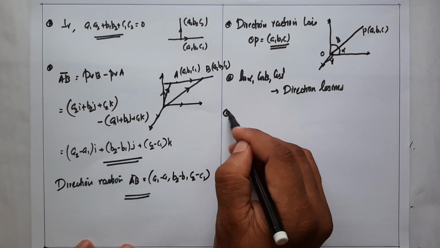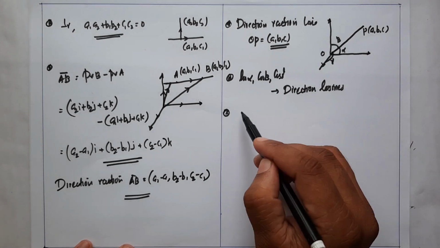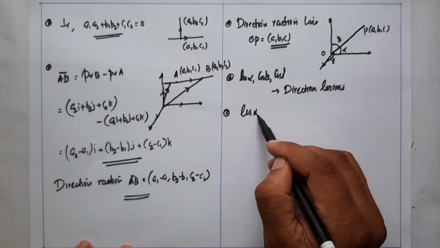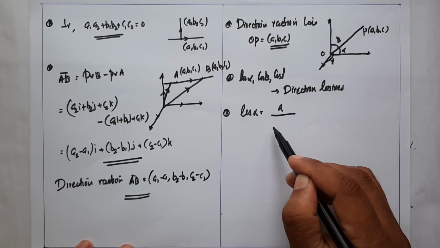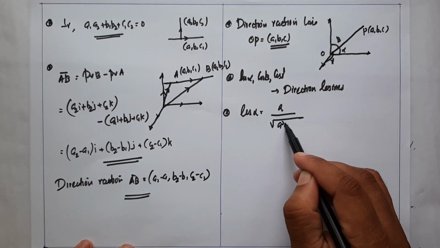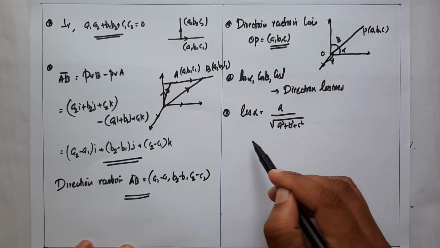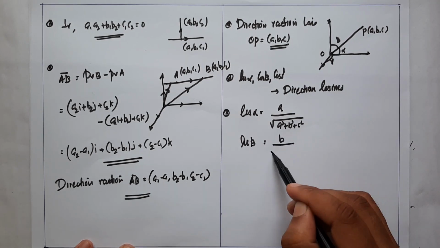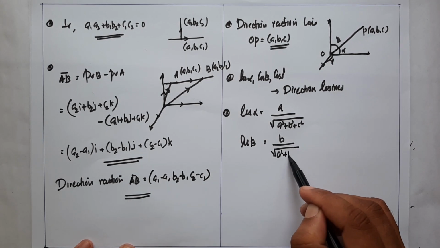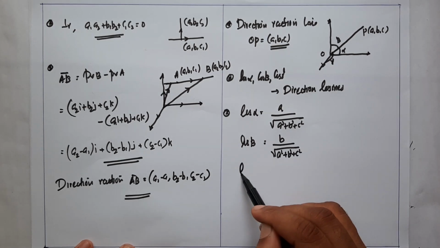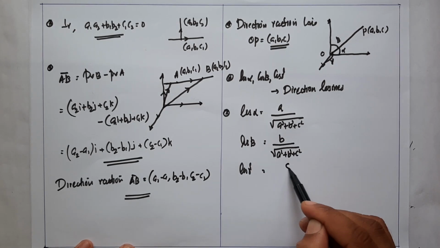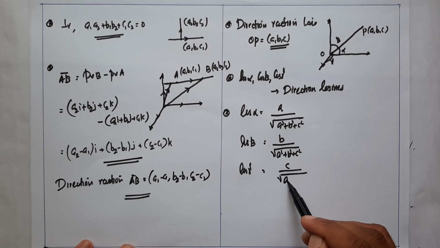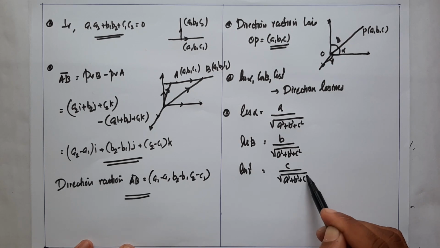Using the direction ratio, we find the direction cosines using the formula: cos alpha is equal to a by square root of a square plus b square plus c square. Cos beta is equal to b by root of a square plus b square plus c square. And cos gamma is c by square root of a square plus b square plus c square.